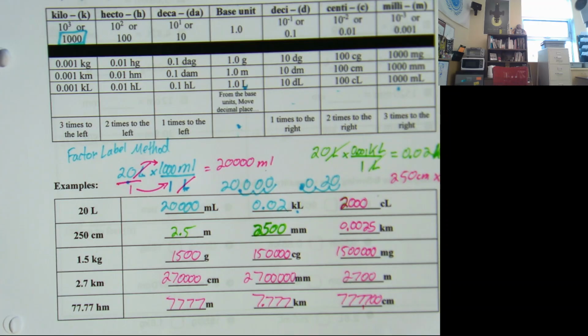No. What did you do? Why did you go to the left? You're in kilo. You're going to grams. Right. You went too far. Why did you go for 5? Why did you go for 5?